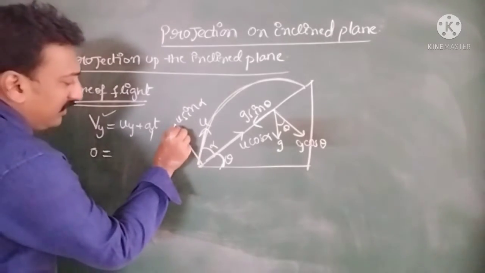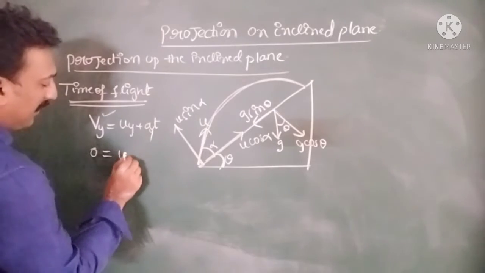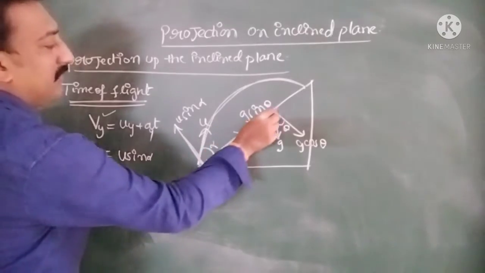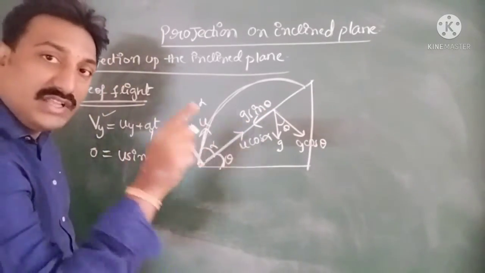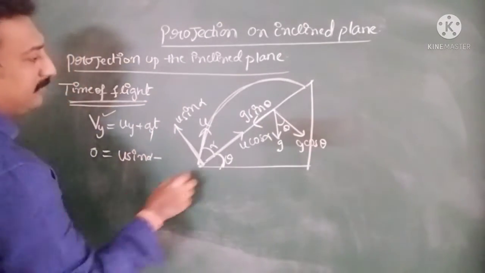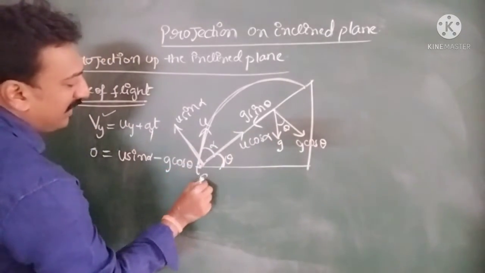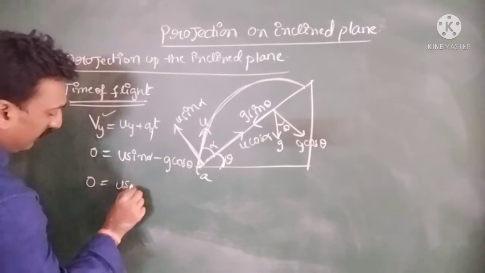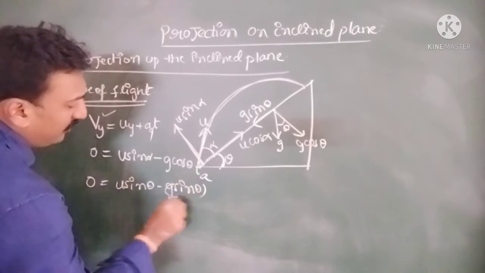So what is the initial vertical component here? The initial vertical component will be u sine of alpha. So for this u sine alpha, this g cos theta is accelerating or retarding? This g cos theta is not supporting, here it is retarding. So I can take it as minus g cos theta followed by time of ascent. So I can write 0 is equal to u sine alpha minus g cos theta into t sub a.